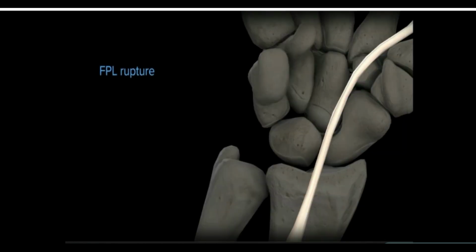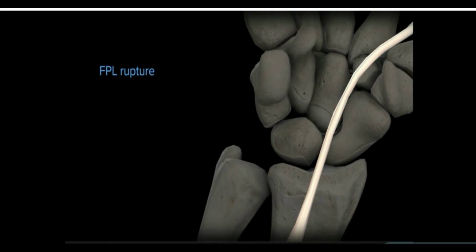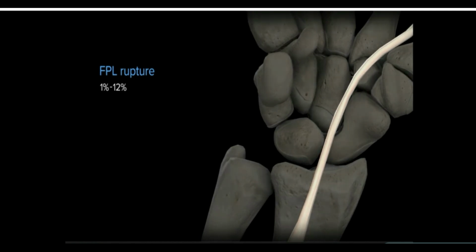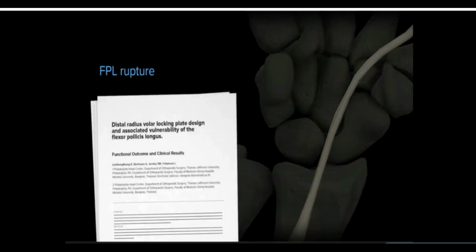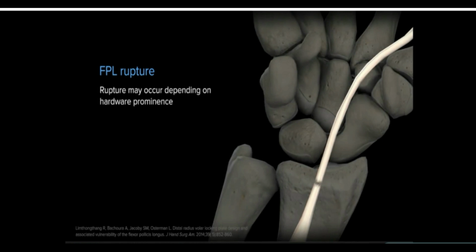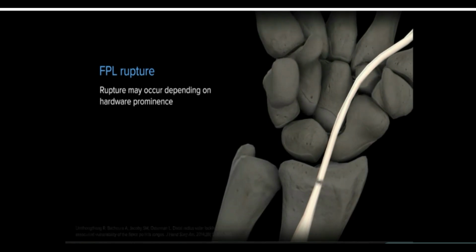Flexor tendon rupture is another surgical complication if a plate is misplaced. The frequency of FPL rupture is reported to be 1 to 12%. Lim Thang and colleagues performed a study comparing different types of plates and found that the FPL tendon rubbed against most of them. As a consequence, flexor tendon rupture may occur as soon as a few weeks or even years after surgery, depending on how prominent the hardware is.